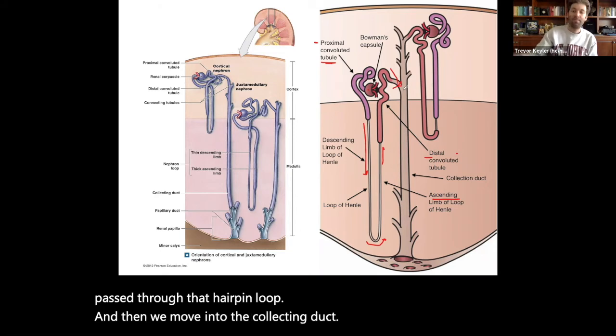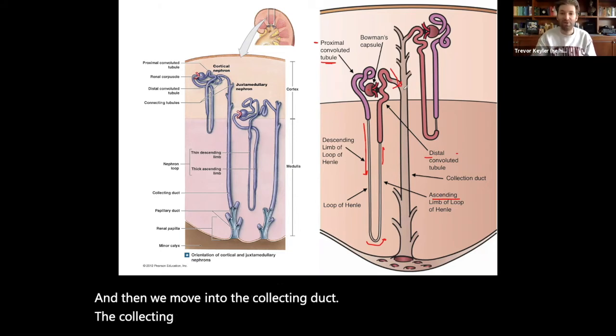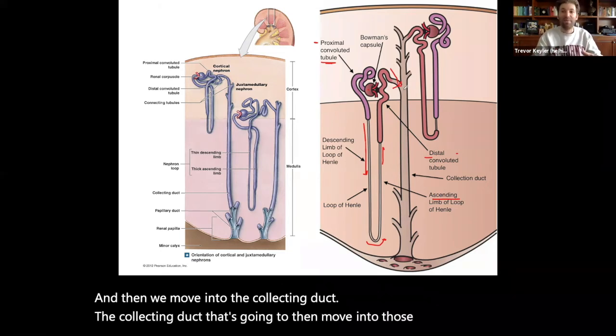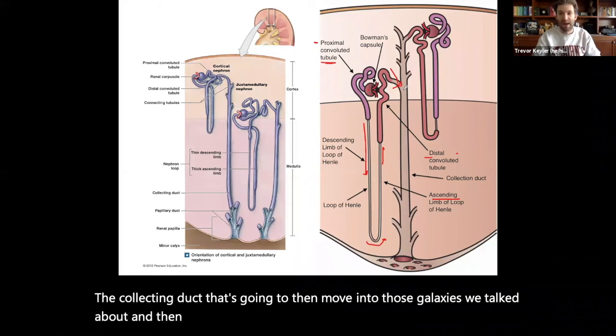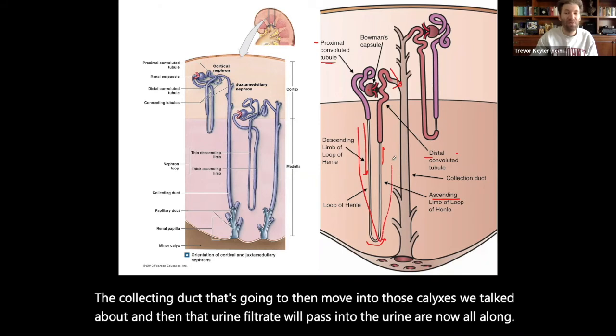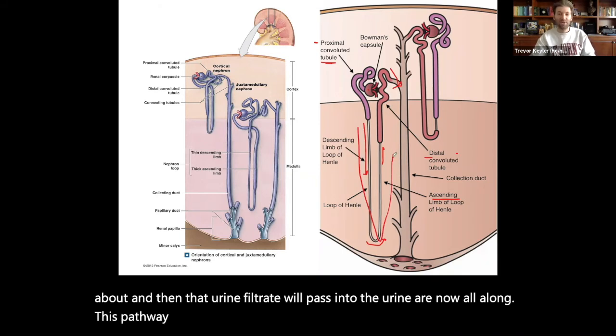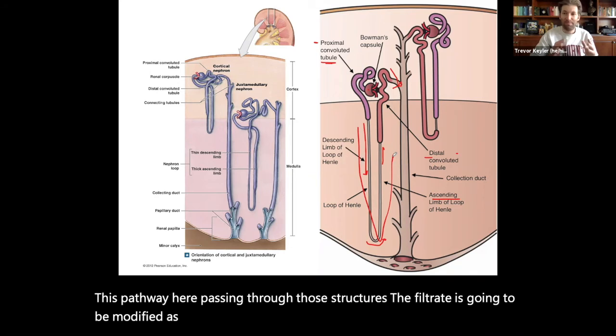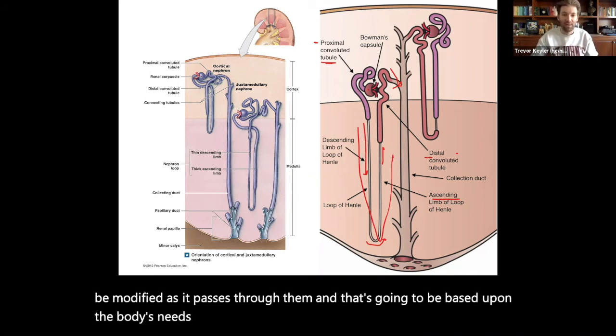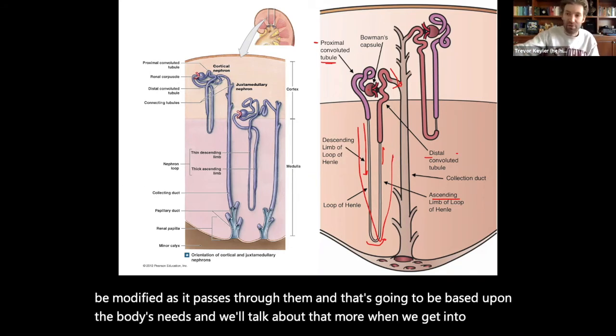Okay. The collecting duct, that's going to then move into those calyxes we talked about, and then that urine or filtrate will pass into the ureter. Now, all along this pathway, passing through those structures, the filtrate is going to be modified as it passes through them. And that's going to be based upon the body's needs. And we'll talk about that more when we get into the physiology that occurs at the kidney within your lecture component.